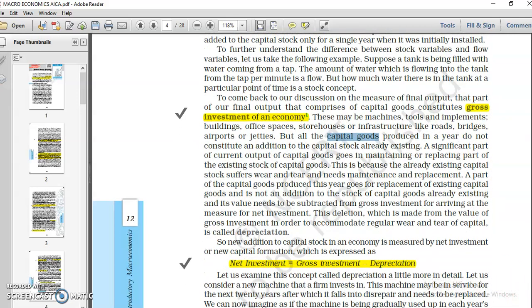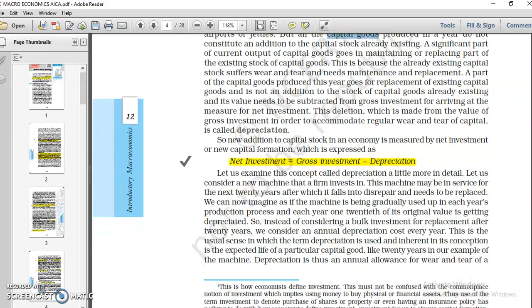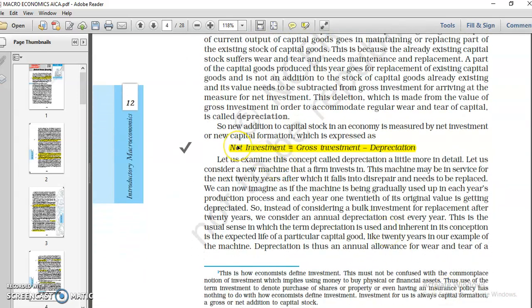Now the next thing which is required to understand is net investment. Net investment is nothing but gross investment minus depreciation.